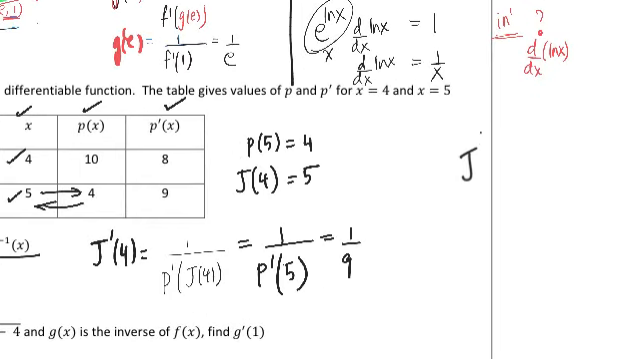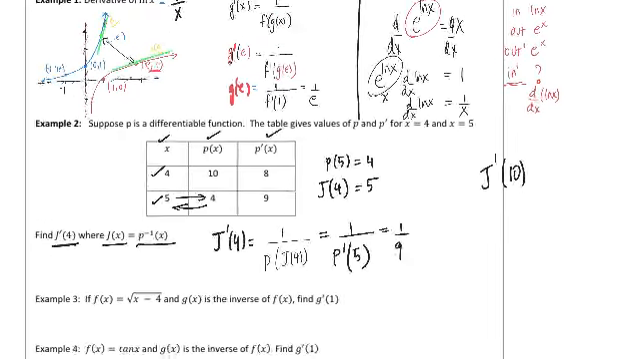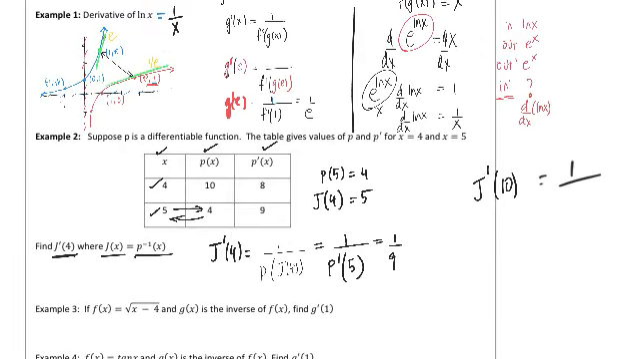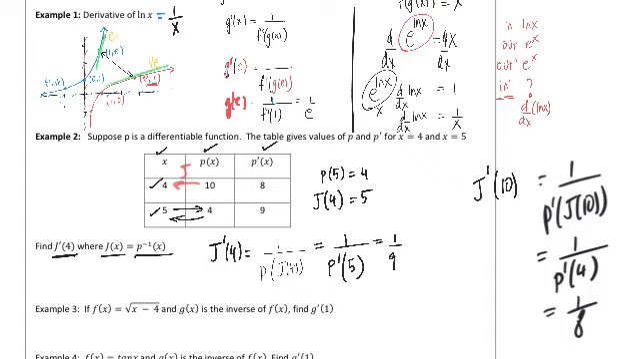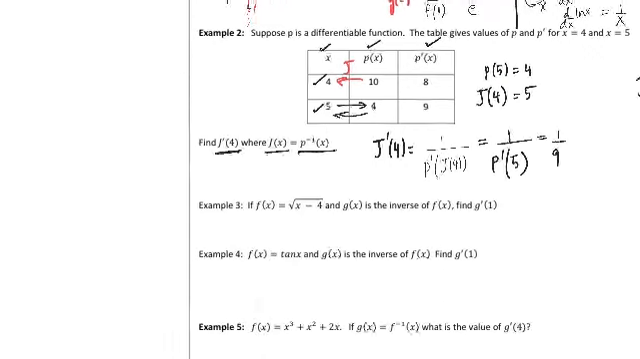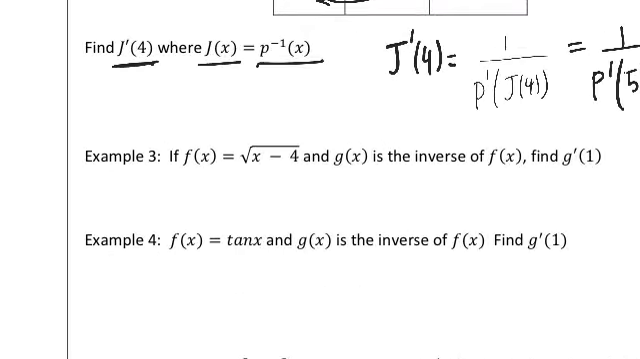Try to find j prime of 10. So for j prime of 10, I'll say this is equal to 1 over p prime of j of 10, right? J of 10, I see it right here. You have to look for a y value on p, which is equal to 10, and that then gives you j of 10 is equal to 4. So then this is 1 over p prime of 4, and p prime of 4 is 8, so the answer is 1/8. Okay, so that's how we work a table problem. Let's talk about an equation problem.